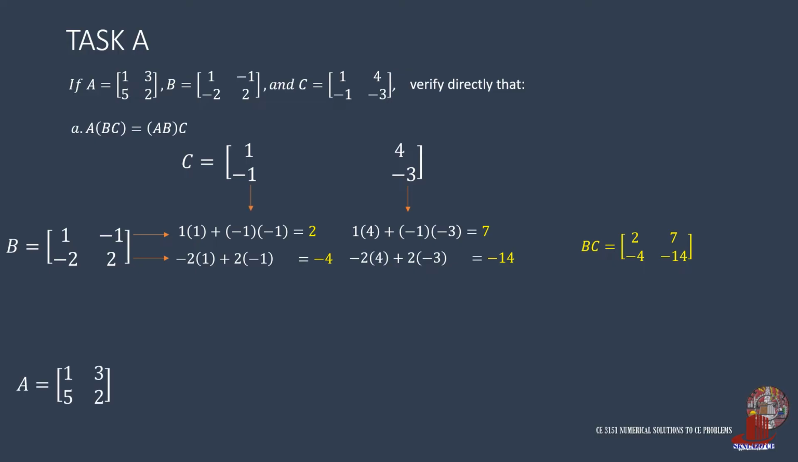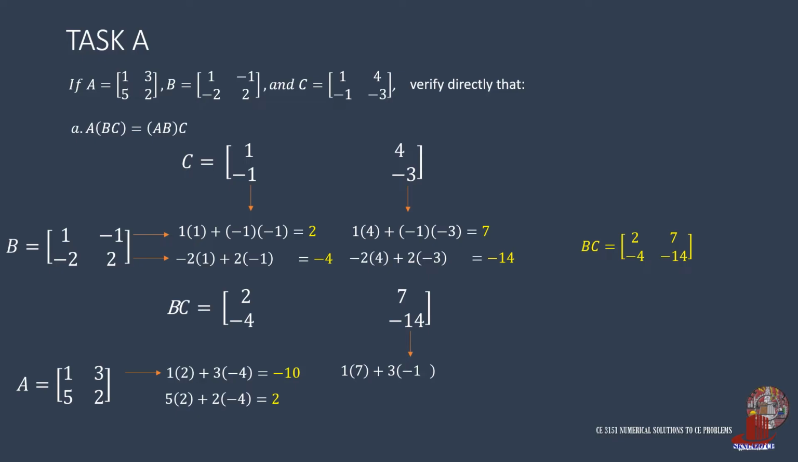Matrix A is then multiplied by matrix BC. We do that by taking first row times first column. That is 1 times 2 plus 3 times -4, which is -10. The next is from row 2 with column 1 to have 5 times 2 plus 2 times -4, giving 2.